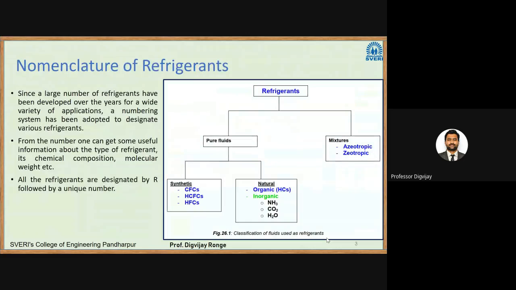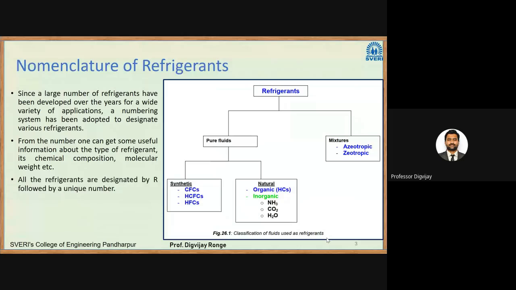Okay, so nomenclature of refrigerants. First, we'll see the differentiation or the classification. Then we can move towards the nomenclature. Since a large number of refrigerants have been developed over the years for a wide variety of applications, a numbering system has been adopted to designate various refrigerants. From the number, we can get some useful information about the type of refrigerant, its chemical composition, molecular weight, etc. All the refrigerants are designated by R followed by a unique number.